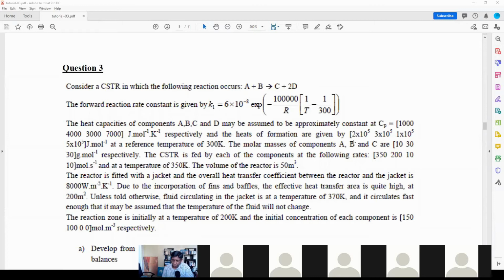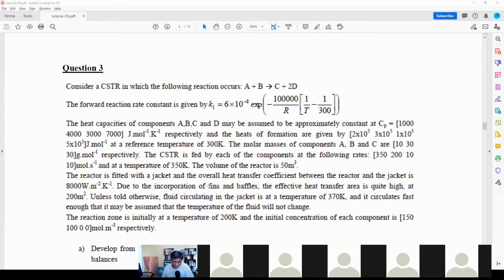So in this case, we are feeding in some of the product. Of course, we are feeding reactant 350 and 200 for A and B, but we are also feeding in some of C and D, 10 and 10. And we are given the inlet temperature at which they are being fed. And we are given the volume of the reactor, 50 cubic meters. Then we have a jacket around this reactor, and we have the overall heat transfer coefficient there.